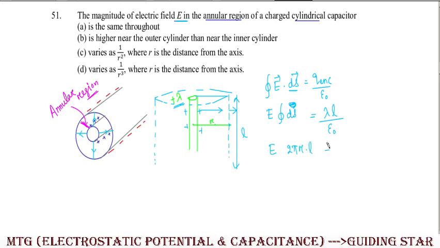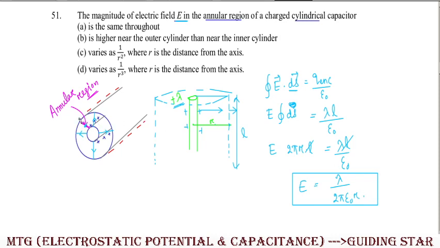So E into 2 pi r equals lambda L divided by epsilon naught. So L got cancelled. Finally, the electric field we are getting is lambda by 2 pi epsilon naught r. This is the electric field at a distance r due to a charged cylindrical body. Clear? Similarly, at this location, which might be situated at a distance r, the electric field will be lambda by 2 pi epsilon naught r.